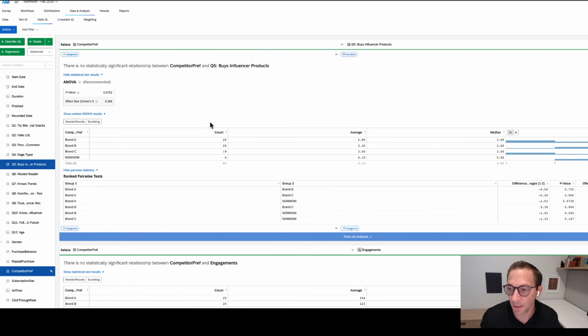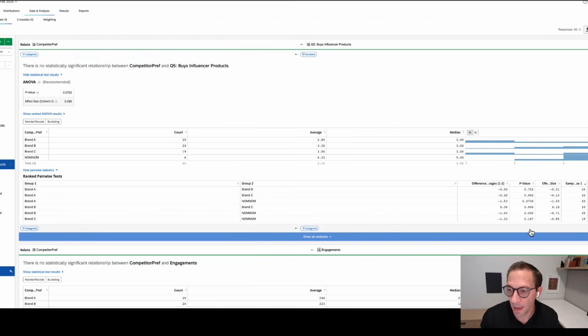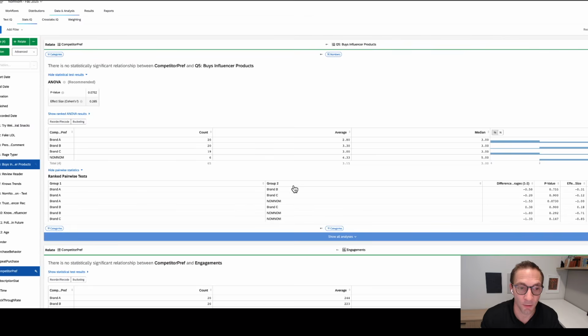Let's look at this pairwise comparison table. And looks like there's no difference. Oh, there's a marginally significant difference right here between nom-nom and brand A. All right. So what I look up here and I see nom-nom is 4.33 and brand A is 2.8. So it's higher in nom-nom. So as buys influencer products goes up by 1 point, I'd expect that they're more likely to prefer nom-nom than brand A. All right.